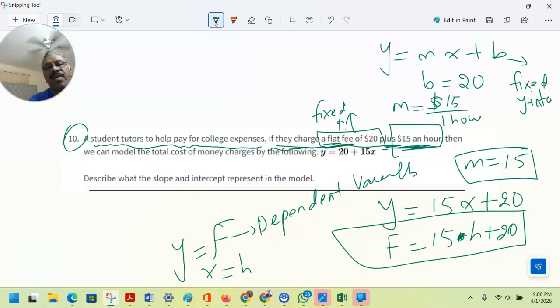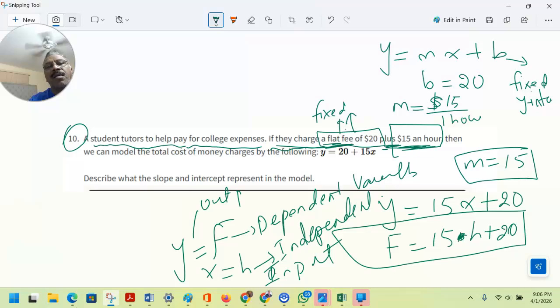So this is the dependent variable and this is the independent variable, which is the input. So this is the input and this is the output. I hope that makes sense. So the question was to describe, so you have to explain what this means.